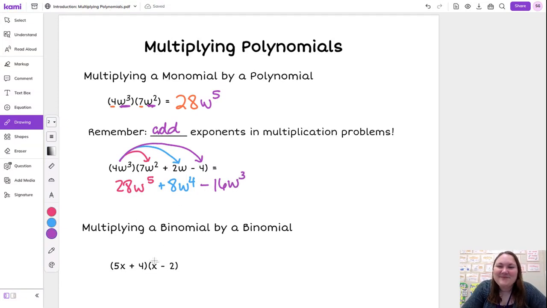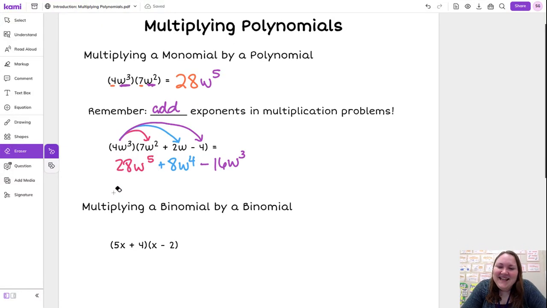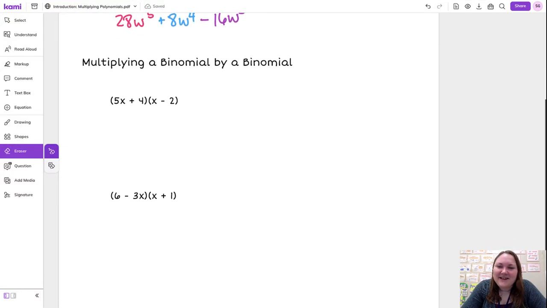And that is what multiplying a monomial, one term, by a polynomial, multiple terms, looks like. It's going to look like what we did in the last lesson. We're just doing it 2 or 3 or 4 times. In the other type of problems we're looking at today, we're going to multiply a binomial by a binomial. So that means multiplying 2 terms by 2 terms. There are 2 different ways you can do this.